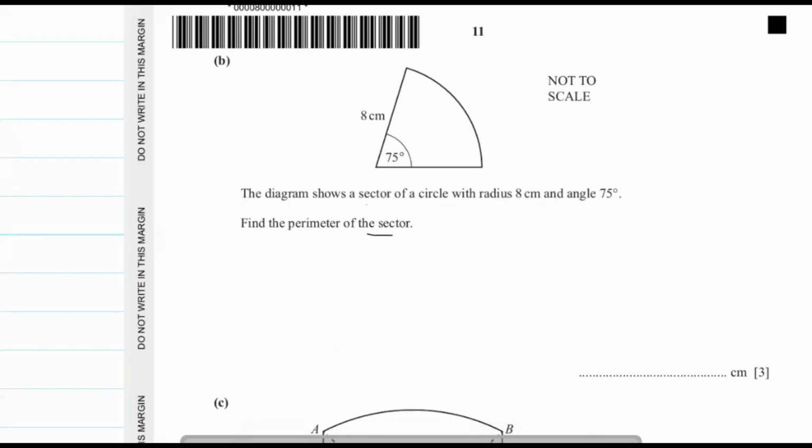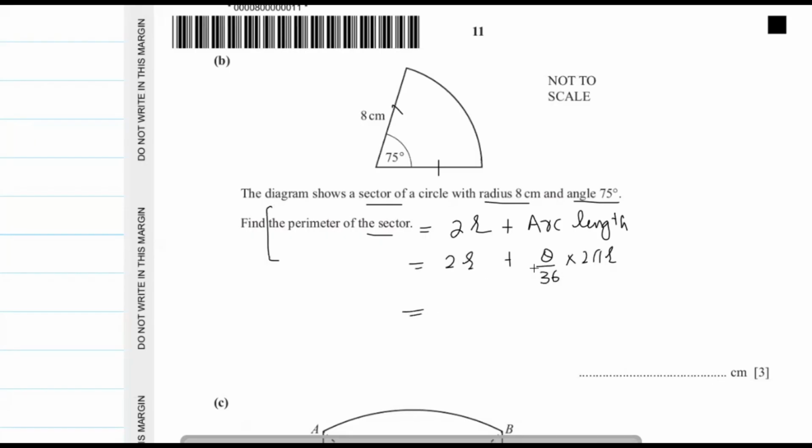Part B, the diagram shows a sector of circle with radius 8 centimeter, angle is 75 degree. Find the perimeter of sector. Look here, this is the sector, and the perimeter of sector equal to total length around the shape. The total length around the shape here is 2 radii, we write 2r plus the arc length. The arc length equal to theta over 360 multiplied by 2 pi r.